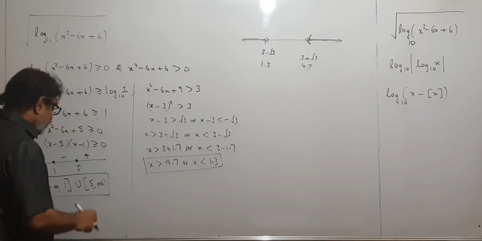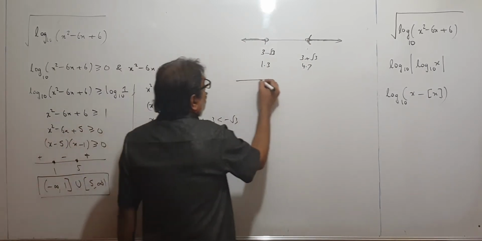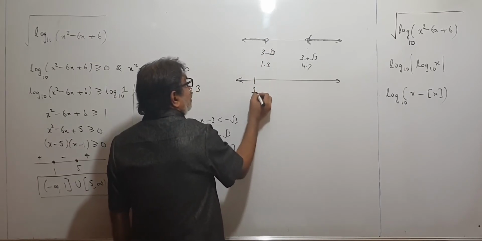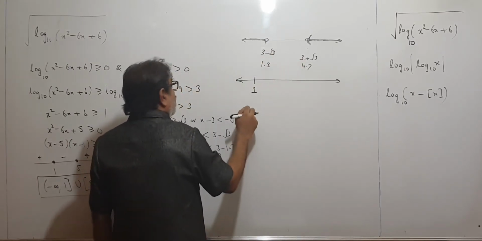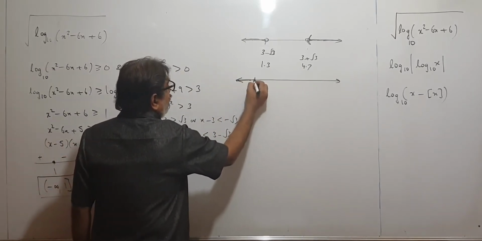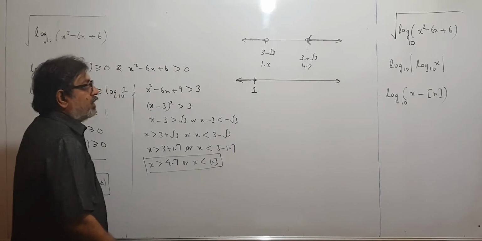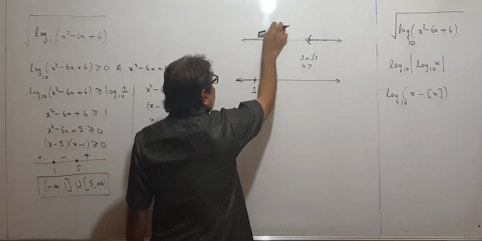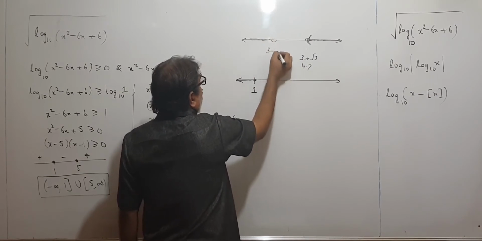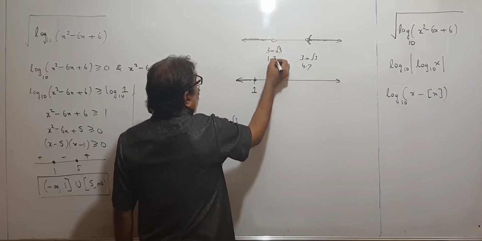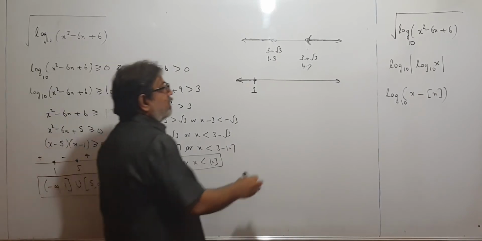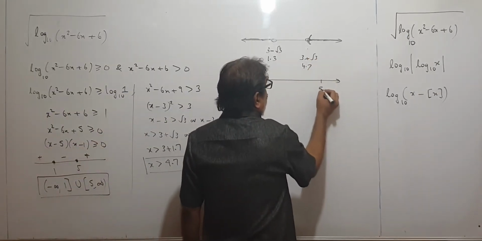And the second one says up to 1. So up to 1 means over here. 1.3 will come on the right side of 1. So minus infinity to 1, this much region, including this. I make it with this side so that you understand. This is 3 minus root 3, 1.3. And from 5 to infinity, 5 will come on the right side of this.